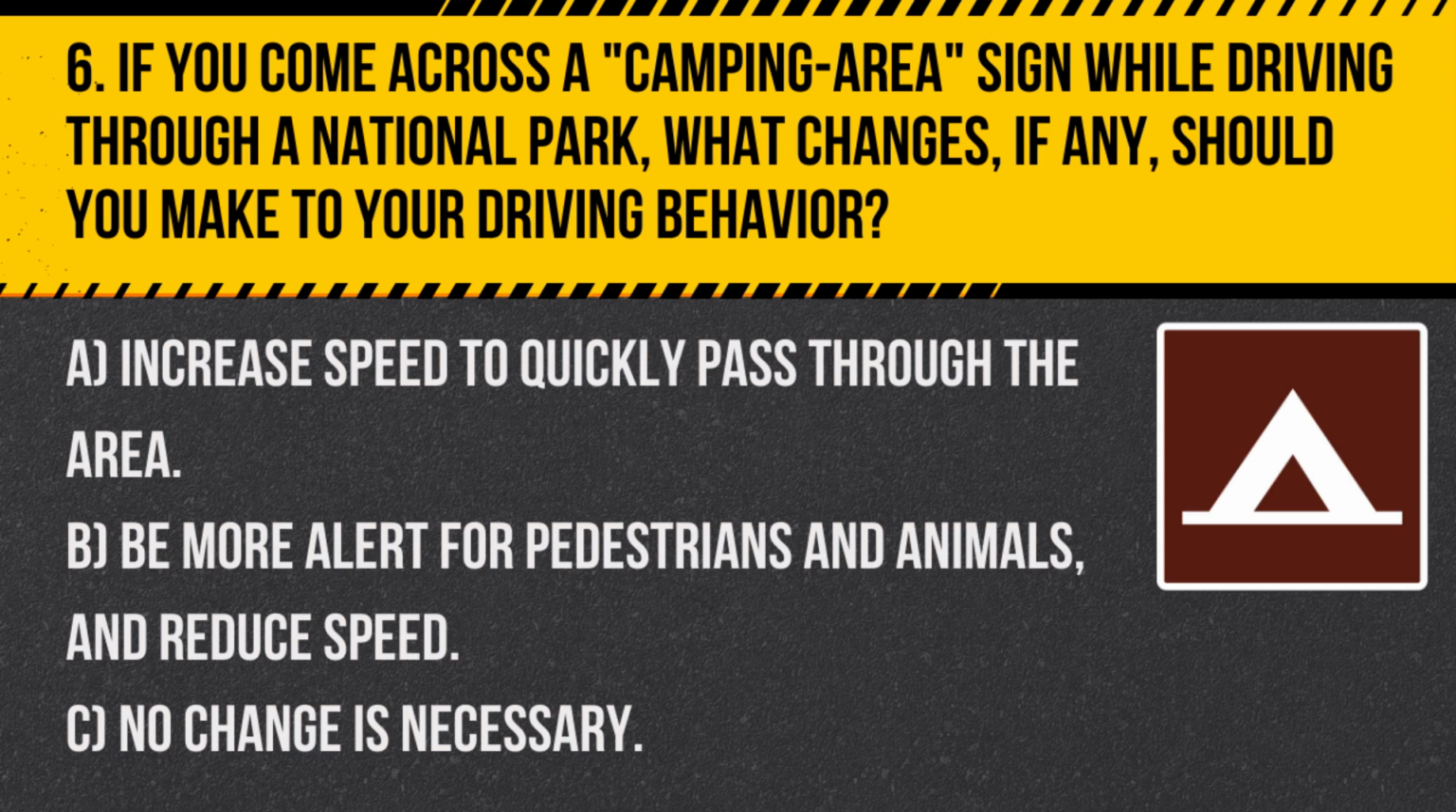Question 6. If you come across a camping area sign while driving through a national park, what changes, if any, should you make to your driving behavior? A. Increase speed to quickly pass through the area. B. Be more alert for pedestrians and animals, and reduce speed. C. No change is necessary.